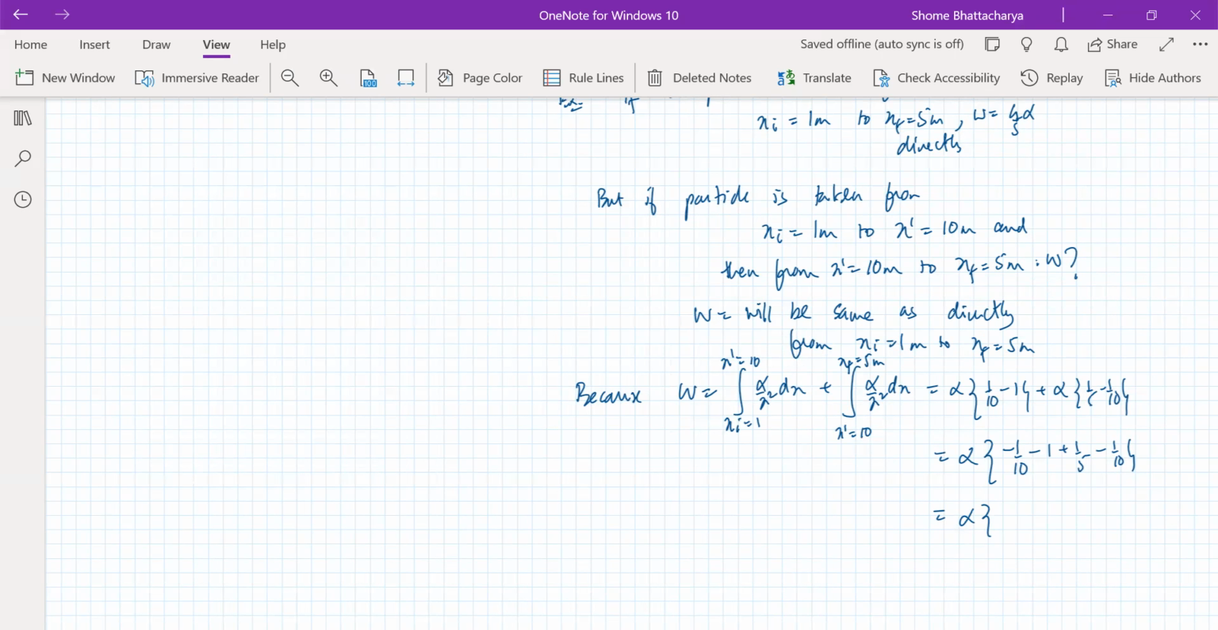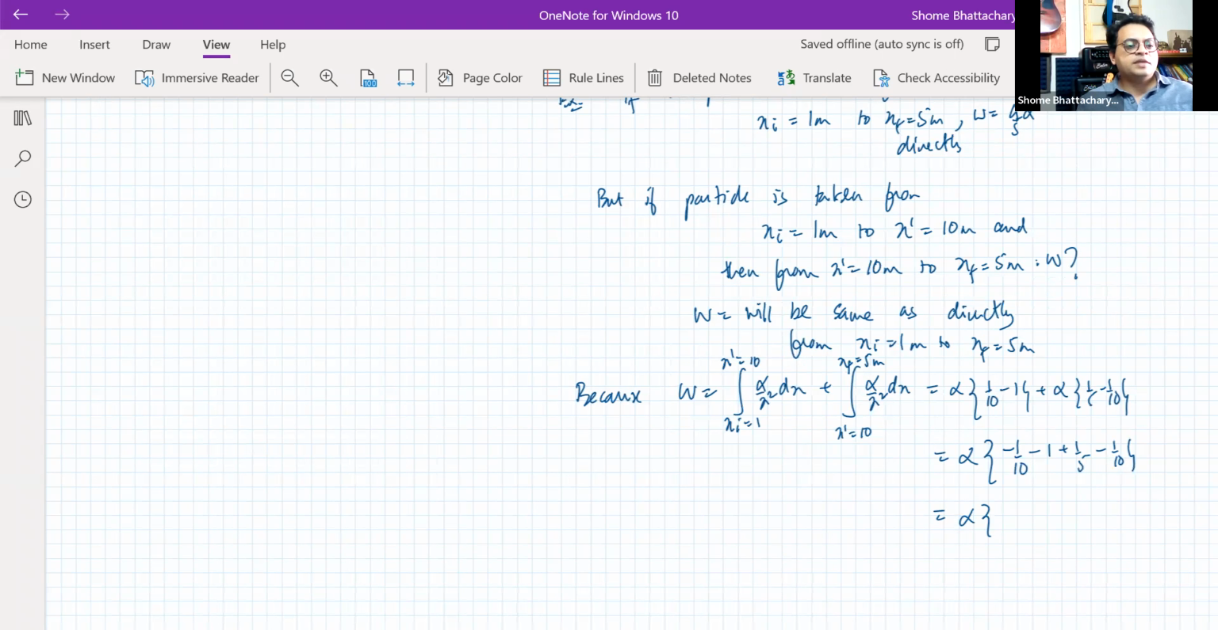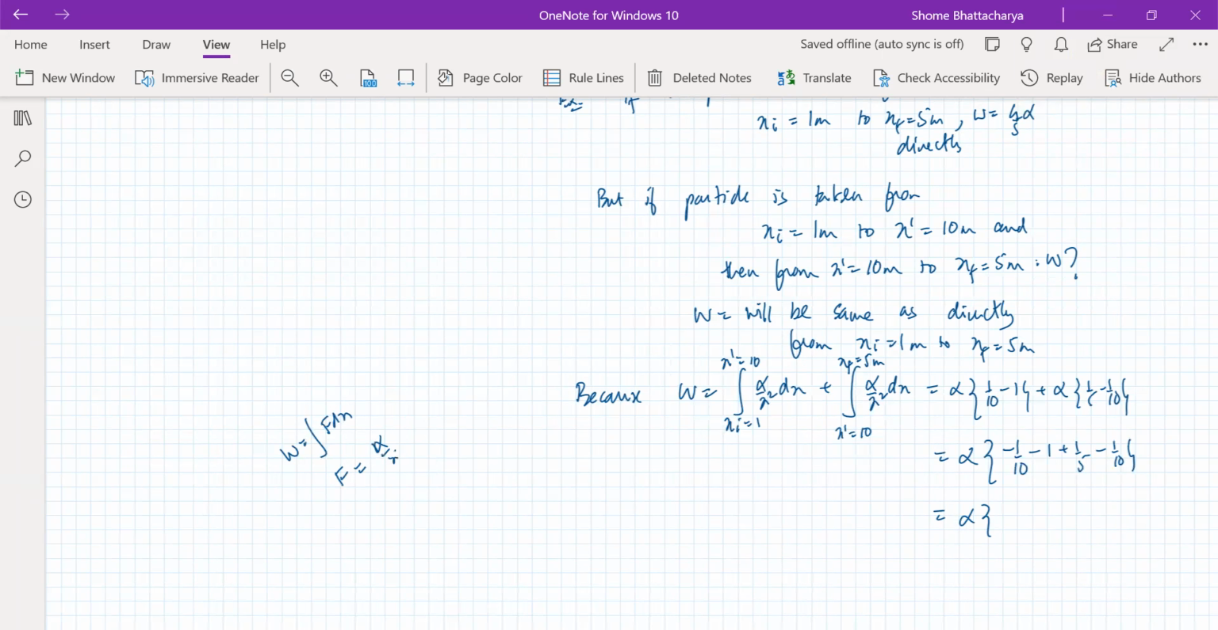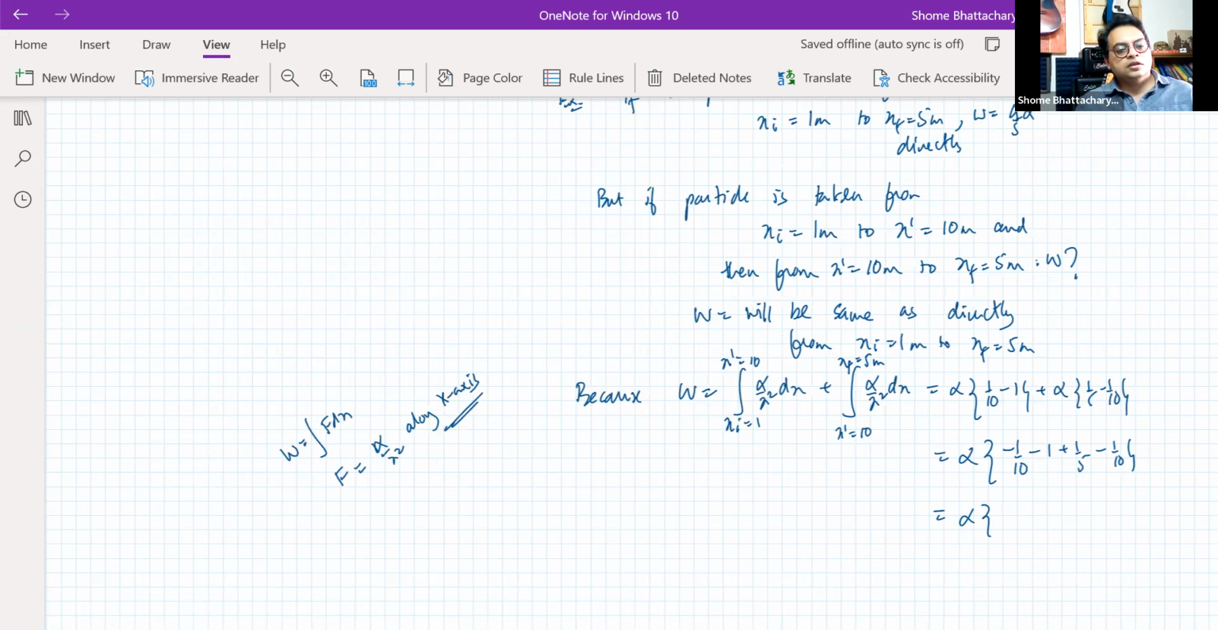So this is the thing about x and y components, right? There are no x and y components, but it's one dimensional. See, the work done is being calculated by just this formula, f dx integration, because f is along the x axis. Okay. There's no y component here. But the path is different.